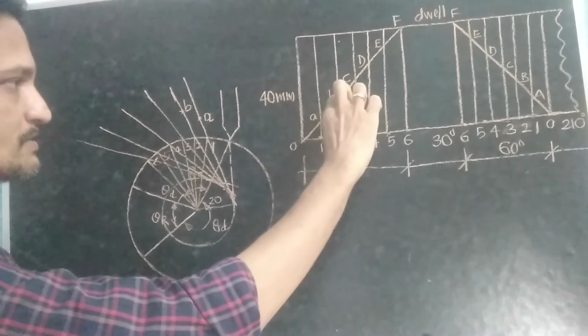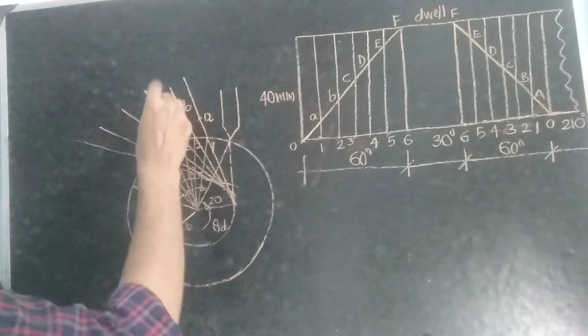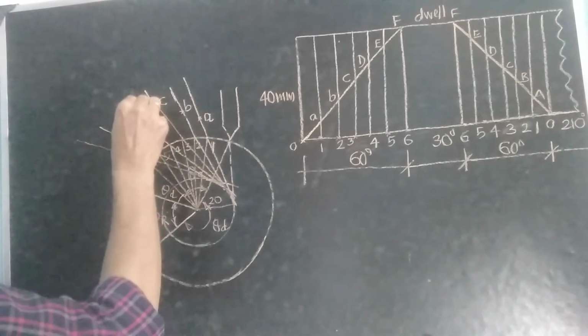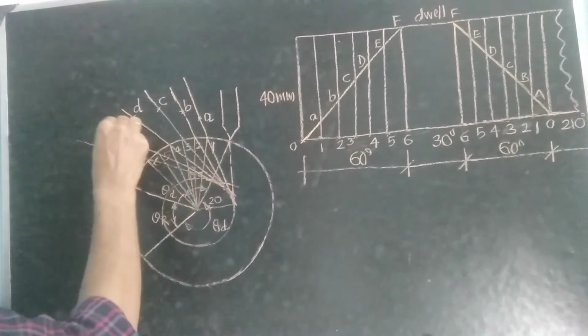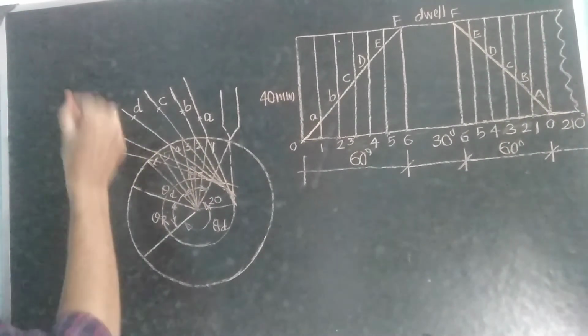We can transfer this distance 2b from the displacement diagram to this particular figure. Similarly, 3c, 4d, 5e and finally 6f.